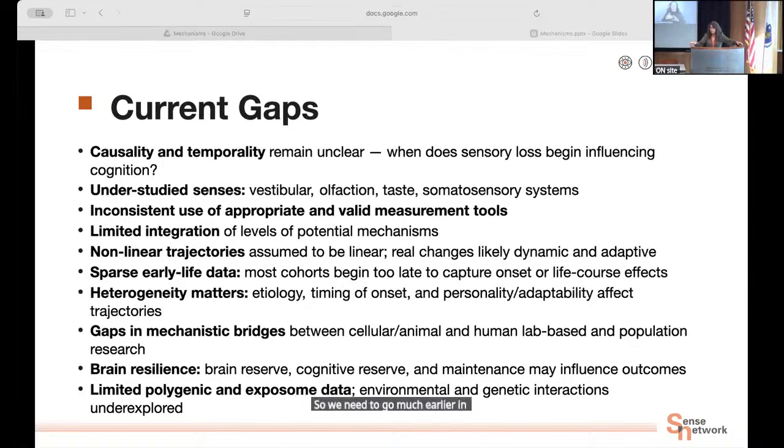There are gaps in mechanistic bridges between cellular, animal, human, and lab-based and population research that we still need to address. We know that there's not a lot of incorporation of concepts of brain resilience, brain reserve, cognitive reserve, and maintenance that could certainly influence the mechanistic outcomes. And there's limited information about polygenic and exposome data.